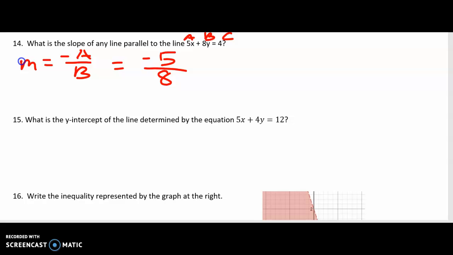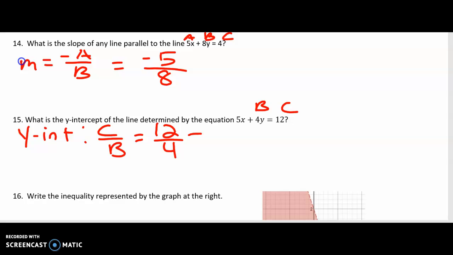Okay, what is the y-intercept of the line determined by the equation 5x plus 4y equals 12? So I need to know that my y-intercept formula when I'm in standard form is going to be the C value divided by the B value. Here's my B, here's my C, so this is nice and easy. This is just 12 divided by 4, which is 3. So my answer here, since it's a y-intercept, is (0, 3). Not really a lot of work to do on those first two questions.